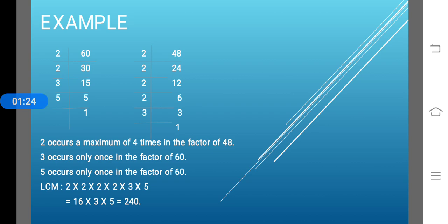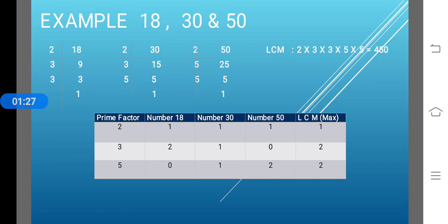The next example. 18, 30 and 50. 18 can be factorized as 2 into 3 into 3. 30 can be factorized as 2 into 3 into 5. And 50 can be factorized as 2 into 5 into 5. So while comparing, we can see that 2 occurs only once in 18, 30 and 50. Therefore, maximum number of 2 is only once.